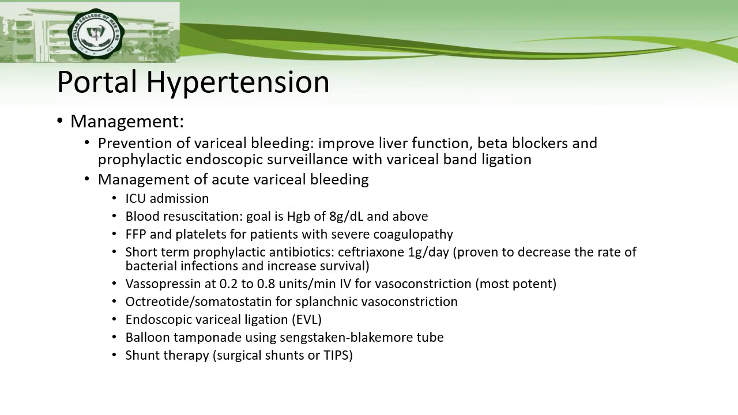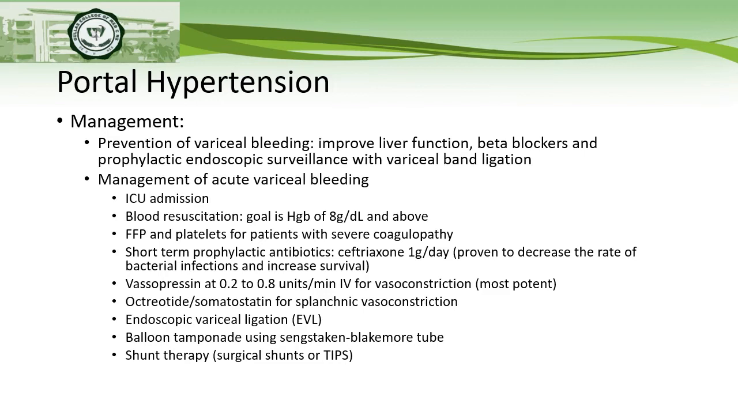The most significant manifestation and leading cause of morbidity and mortality related to portal hypertension is variceal bleeding. 30% of patients with compensated cirrhosis and 60% of patients with decompensated cirrhosis have esophageal varices. Current measures aimed at preventing variceal bleeding include the administration of non-selective beta blockers and prophylactic endoscopic surveillance with variceal band ligation. Endoscopic surveillance with prophylactic band ligation has been associated with a lower incidence of a first variceal bleed. In the event of an acute variceal hemorrhage, patients should be admitted to the ICU for resuscitation and management.